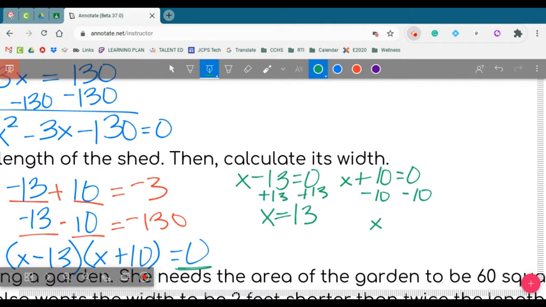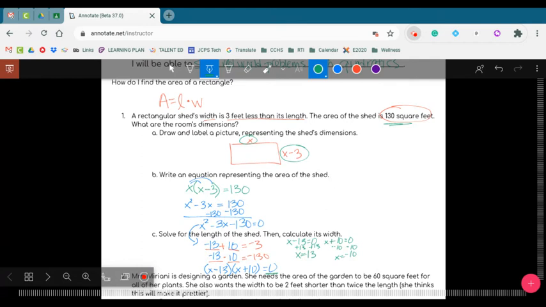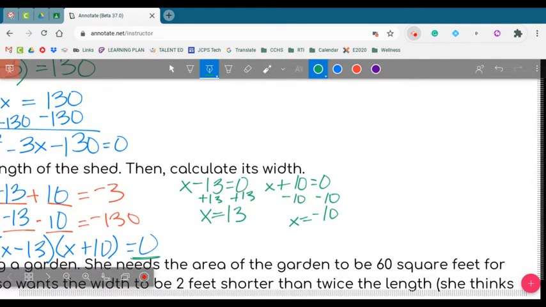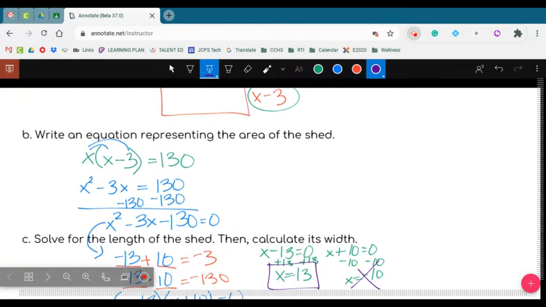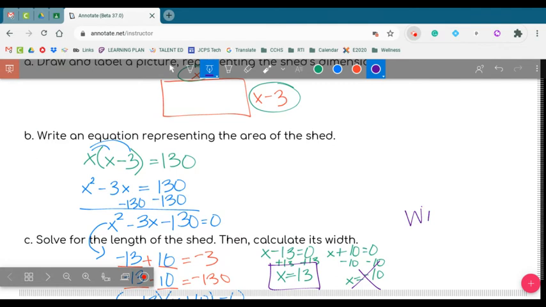So I want you to think about this. X is our width. Can I have a negative number as my width? No. So we can automatically cross this one out. So our X is 13. So this means, going back to our top, our length, because that's the one we don't know anything about, is 13 feet. And then our width is X minus 3, so it's 10 feet. So those are our two dimensions.